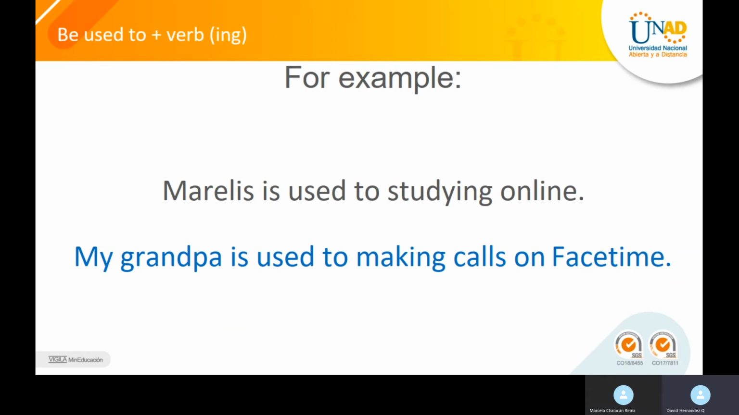Or in the future, we can say "Marelis will be used to studying online after she spends some time at UNAD." Do you understand the question? Did I answer it or do you need more? Yes, yes, teacher.